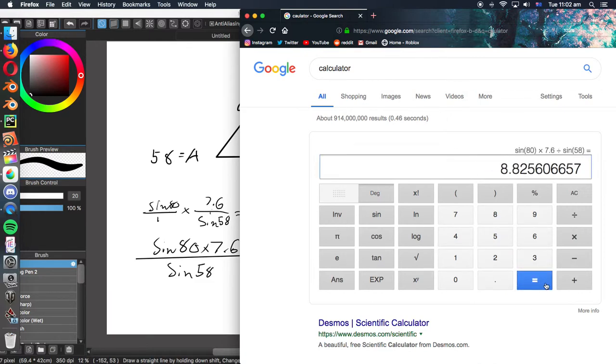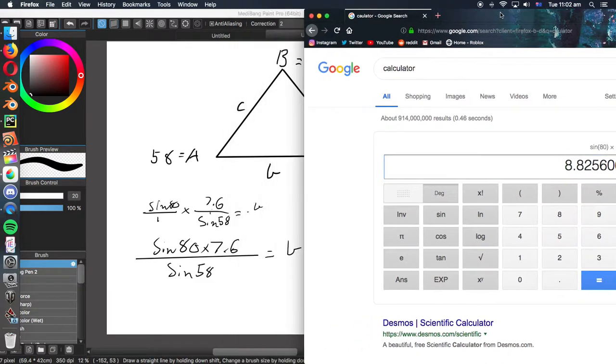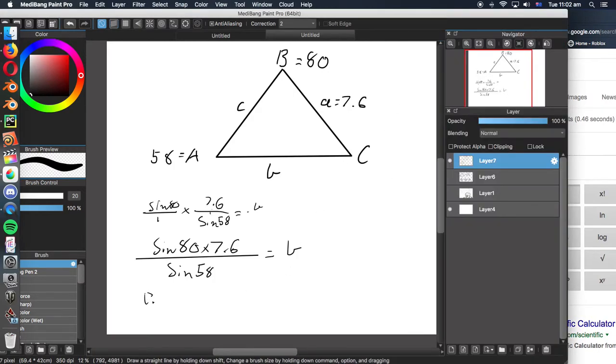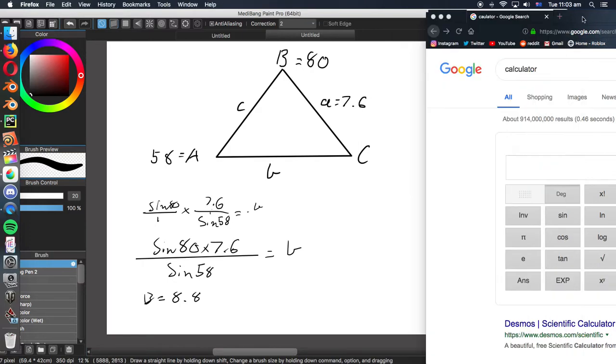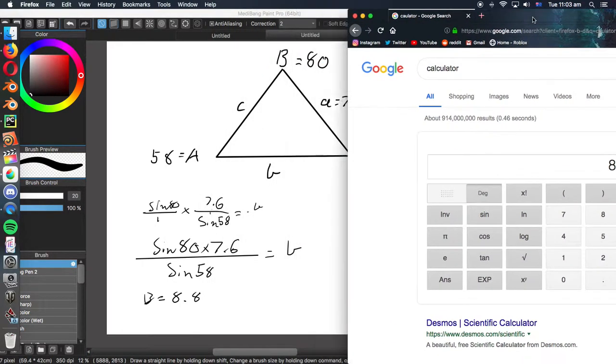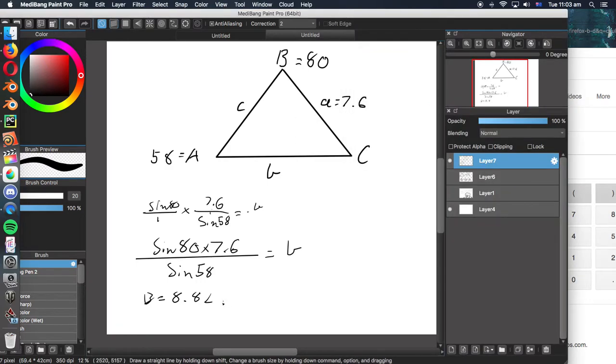So anyway, now we press equals. Now we get the right answer of 8.8. So now b equals 8.8, and usually 1 decimal place is accurate enough. But if the question says, like, to the 69th value, I guess you have to write them all out, or you can do some rounding, I guess.